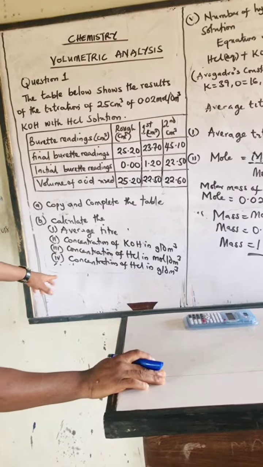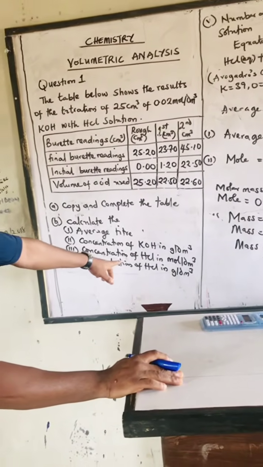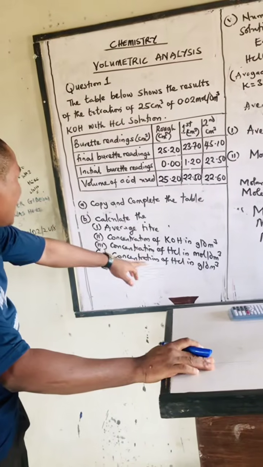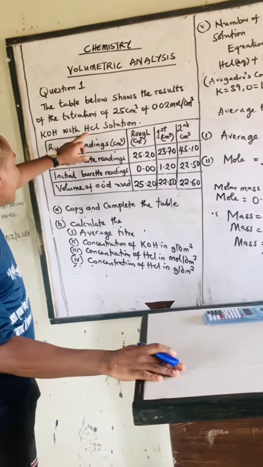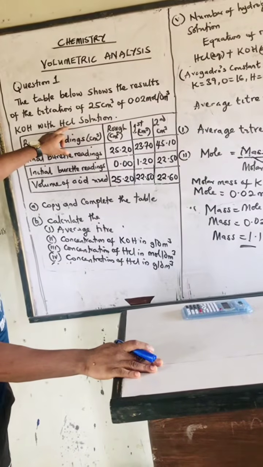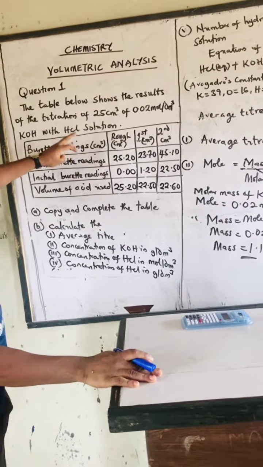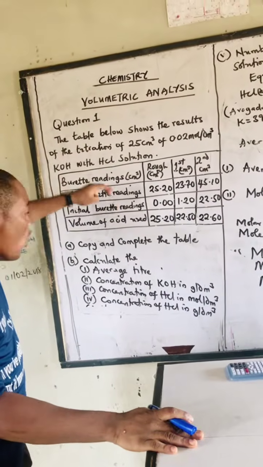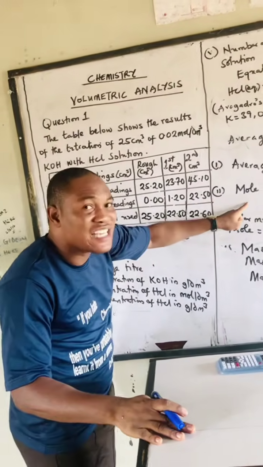We move to the next question. Concentration of HCl in mole per dm cube. If you look at the information about our HCl here, we are not given the mass. Don't forget, we are not given the mass here. We are not given the mole here, which means this formula is not possible.